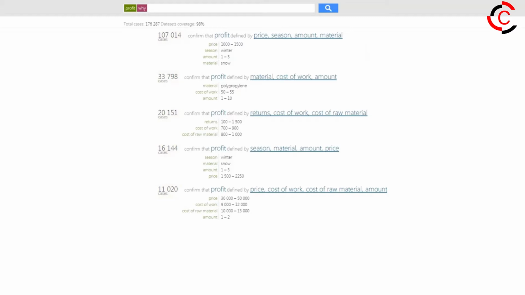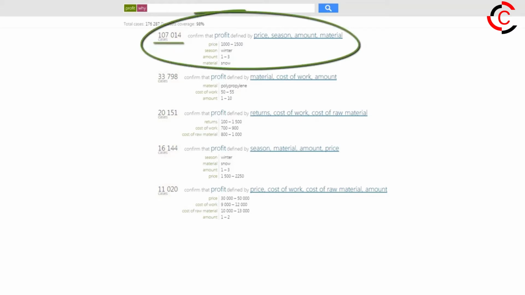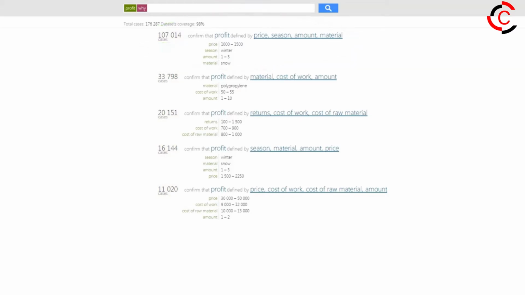Let's see. The largest segment with more than a half of total database facts is the one with unit sales in the average price range. Moreover, it is the winter sales of snowmen made of snow, which explains the relatively low cost of the products.